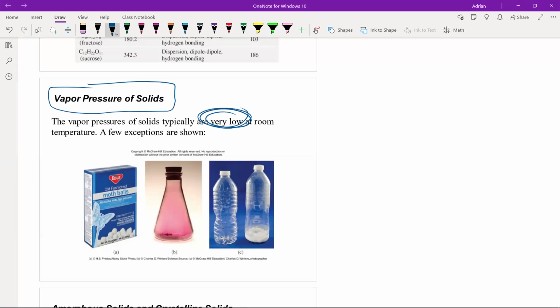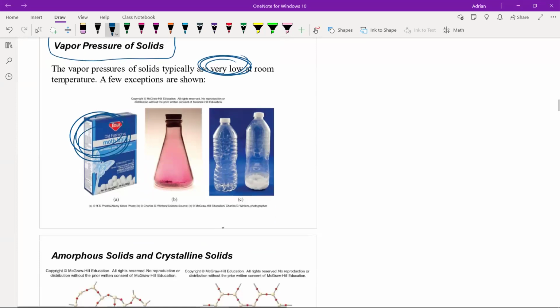All right, and in the case here, we have three examples. You have something like these mothballs. If you've ever used mothballs, you know they have a very distinctive scent or odor or aroma associated with them, and they're actually solids. And they used to be naphthalene, or sometimes they use camphor now. And these have high vapor pressures. They're actually able to go from the solid into the gas phase directly.